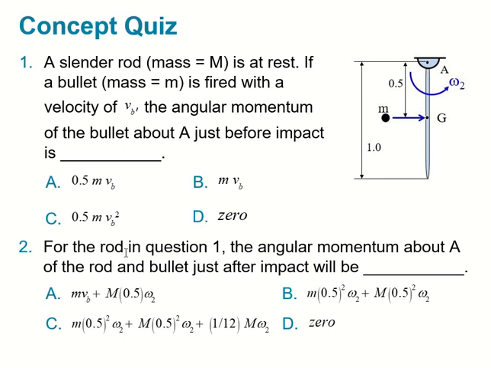So when you look at it here, we're dealing with the angular momentum. See, mass is the same, 0.5 is the same. The only thing that is different is the velocity. This one is squared and that one isn't. So therefore it is A, because mv is your momentum. We're dealing with the linear momentum, so therefore it's got to be just v, not v squared. See, how easy to choose it. So for the rod in question 1, the angular momentum about, again, A is your reference point, of the rod and the bullet just after the impact.